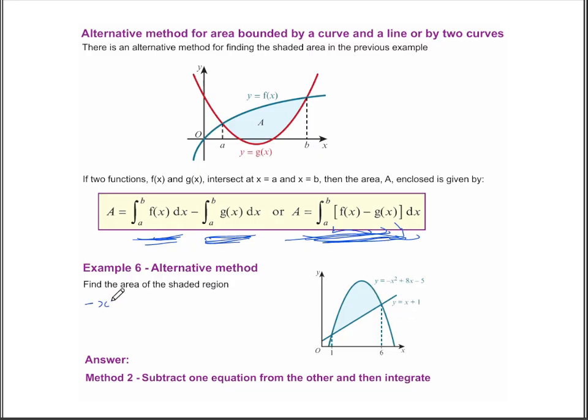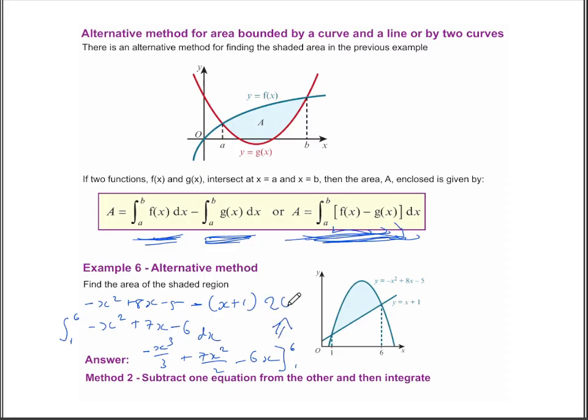So we have negative x squared plus 8x minus 5 subtracted by x plus 1. And this will give us negative x squared plus 7x minus 6. And we're going to integrate that with respect to x from 1 up to 6. And integrating this will give us negative x cubed over 3 plus 7x squared over 2 minus 6x, and we're going to put in 6 and 1. And this right here will give us 25 over 6 units squared, which is the same answer that we got with the other method as well.